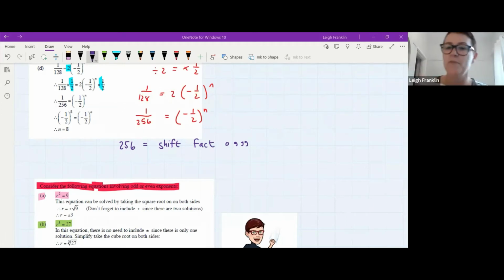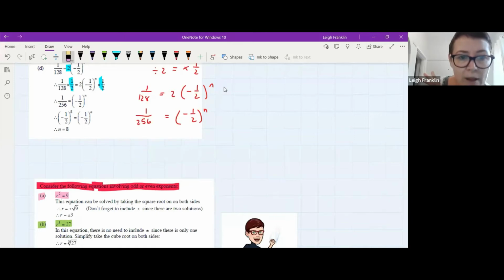Now, this is the part that the calculator can't do, okay? The calculator can't think. It can only work out the things that you tell it to. You have to think, all right? So you thinking now, how am I going to answer this question? This is your job, all right? You have to write it with the same base, all right? To the power of 8, okay?